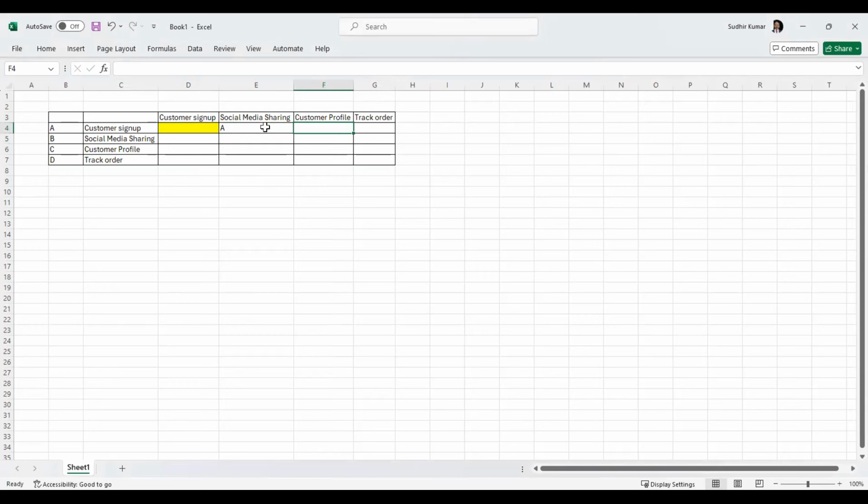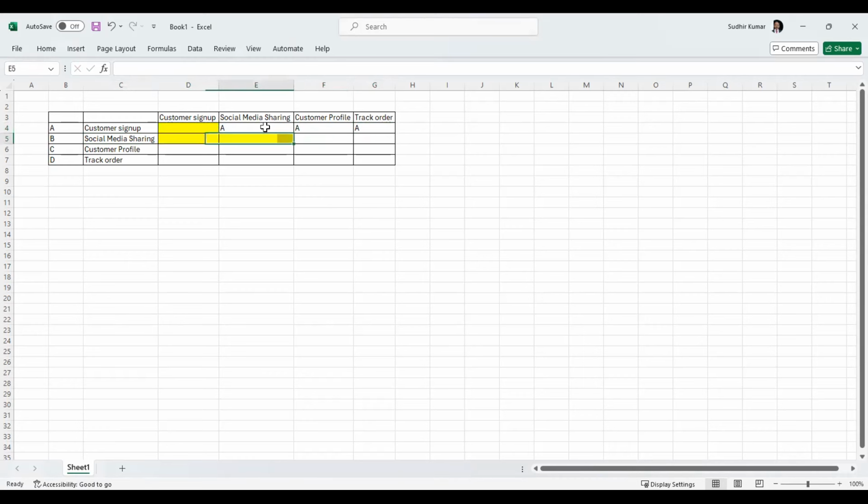Now let's compare customer sign up and customer profile. Which is more important, sign up or profile? Sign up is important, profile can be done later on also. Now, sign up and track order, also sign up. So we have compared sign up with everything. Now, can we compare social media sharing with everything? We'll compare social media sharing with customer profile now, because we have done the others already.